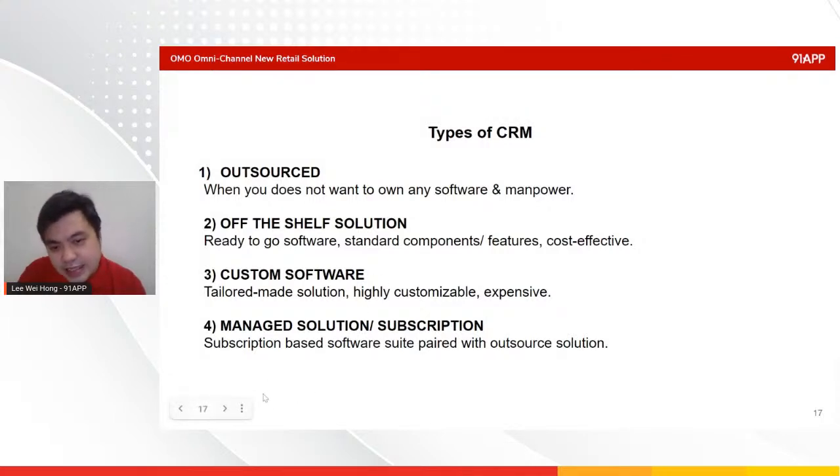And the latest one is what we call the managed solution, whereby it's kind of a subscription basis. You get to own the software on a subscription basis while you're supported by account managers who help you make the most out of the software. So these are the types of CRMs that are out there. Depending on your business size and industry, you can choose accordingly.